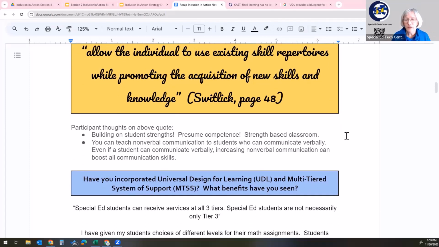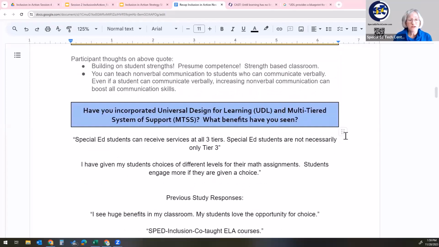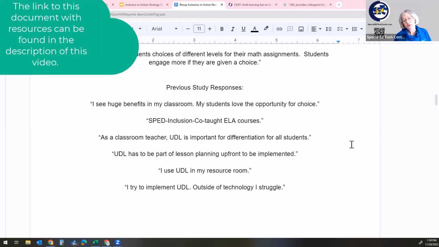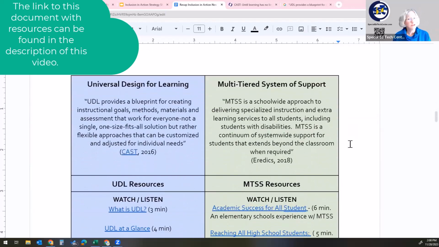As we look at UDL and multi-tiered systems of support, we had a discussion that special ed students can receive all 3 tiers. And for all students, it's great to give them a choice, and that gives them more engagement. As we look at universal design for learning and multi-tiered systems of support, we wanted to give you some resources that you could check out for what that is and how it's done.